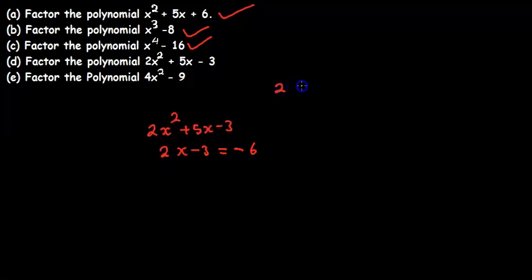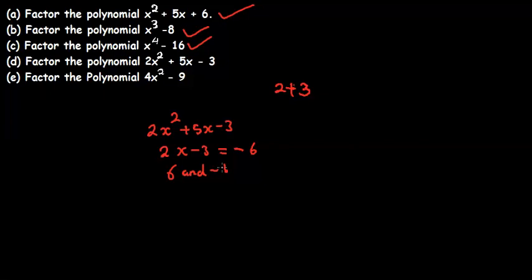Let's say we have 2 plus 3. It's simply going to provide us with positive 5. So in this case, we can say those numbers are what? 6 and negative 1. Because 6 multiplied by negative 1 is simply going to be negative 6.